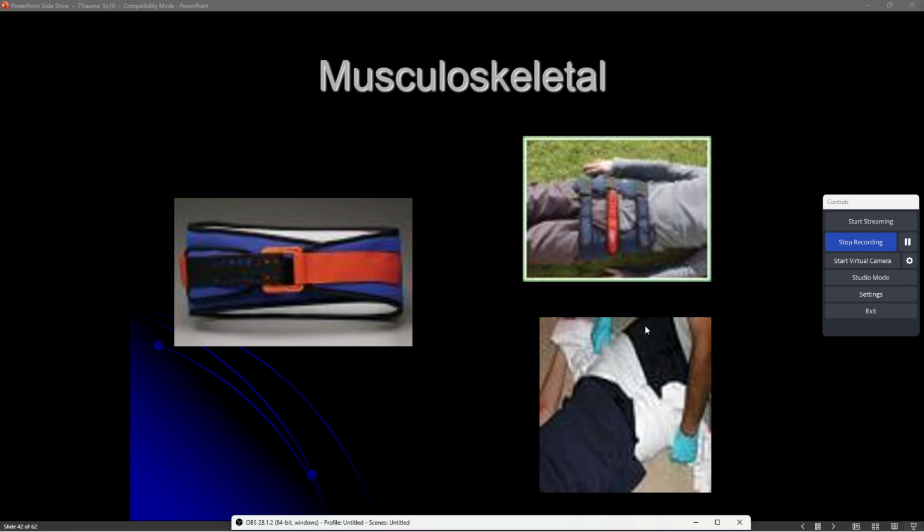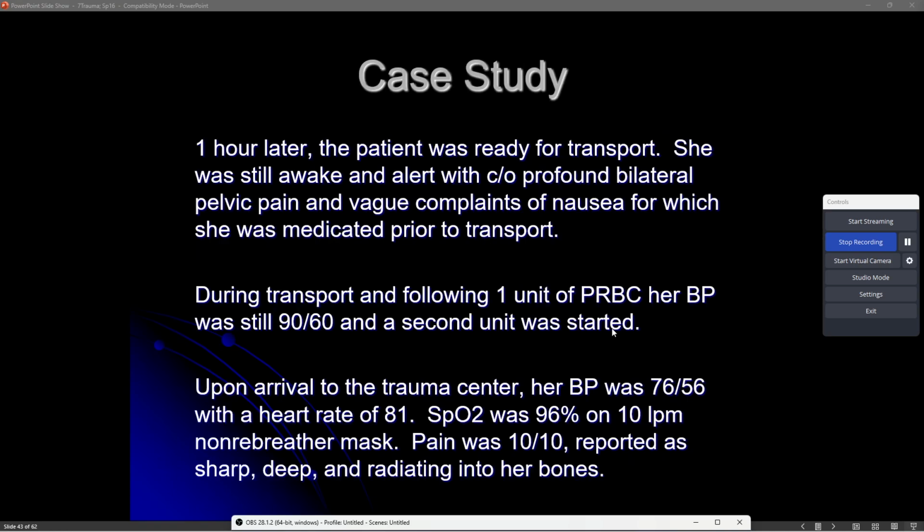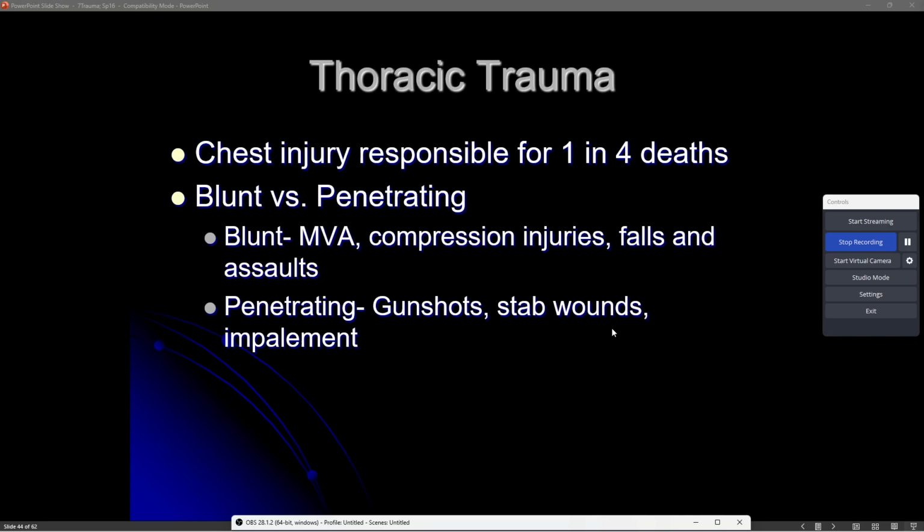If you don't have a pelvic binder, not a problem. All you need is a bed sheet underneath the patient, wrap it across, around, twist, twist, twist, and you actually have given yourself a pseudo pelvic binder. So, pretty serious stuff here.